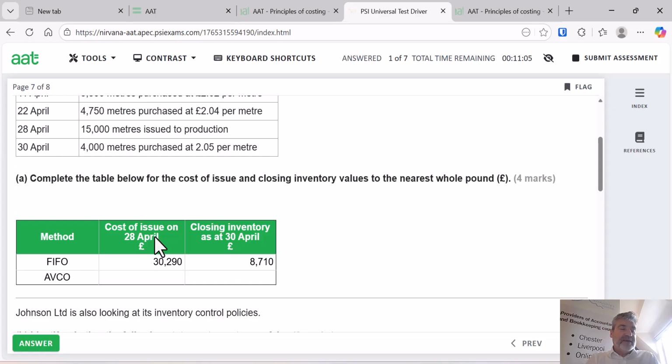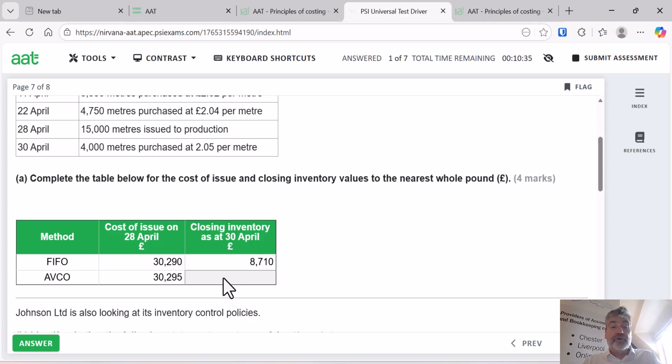So multiplying that by 15,000 gives me a cost of £30,295. I'm allowed to value to the nearest whole pound this time. So 30,295. So what about the value of the closing inventory at the end of April?